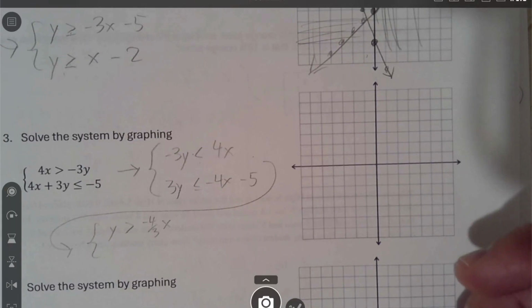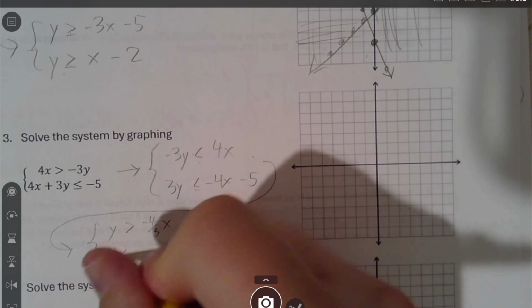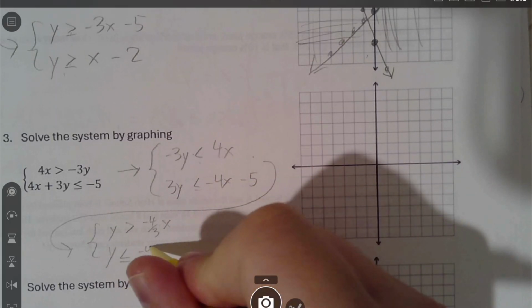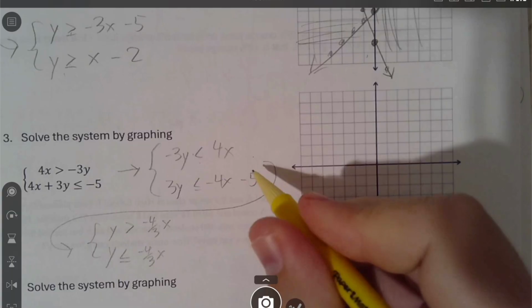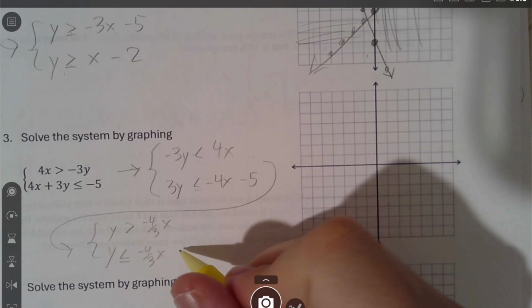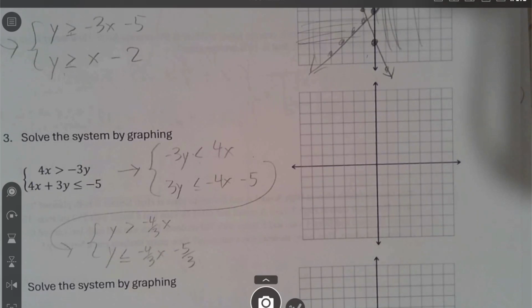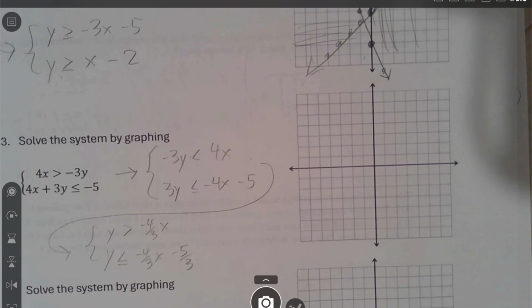Underneath that, if I divide by 3, I would have y is less than or equal to, and then, careful, -4/3x, and it divides everything, so -5/3 as well. Now this is definitely a funkier one for two reasons. Number one, this one doesn't have a y-intercept, well, it does, but we just don't see it. And number two, this one's y-intercept is a fraction, and that's not fun to deal with.